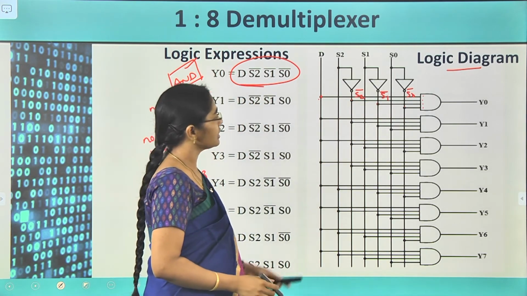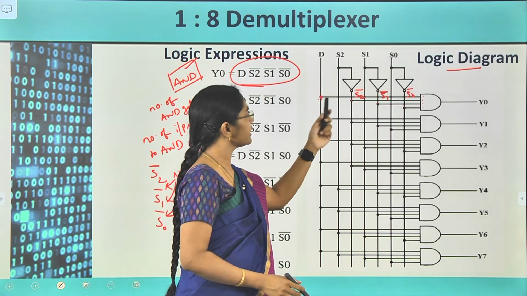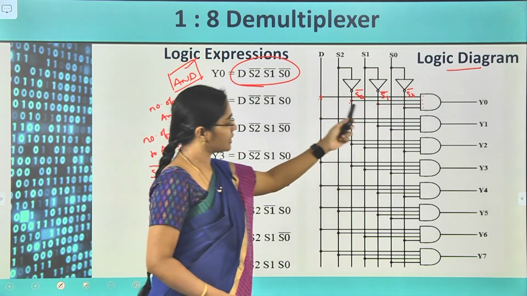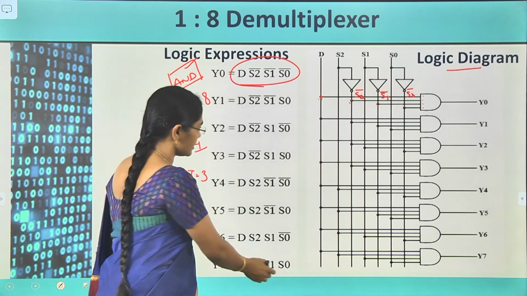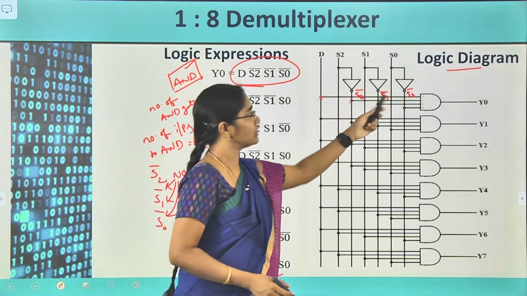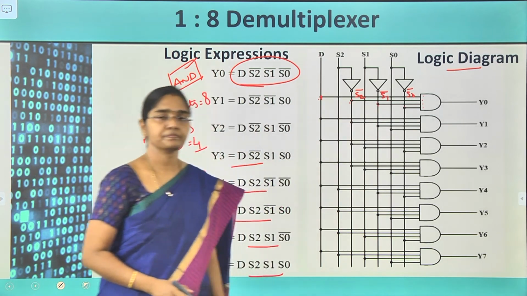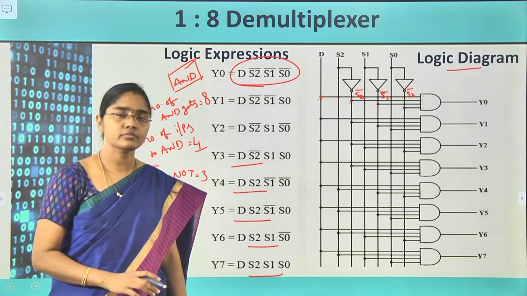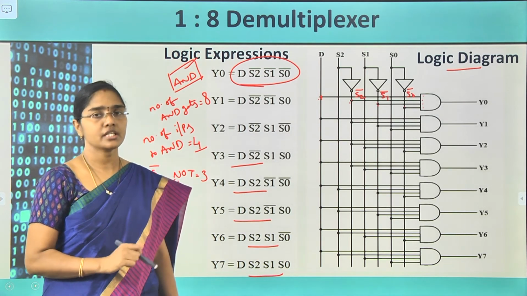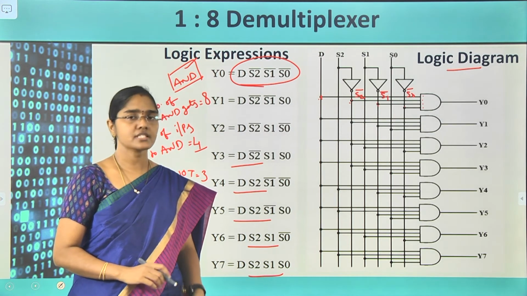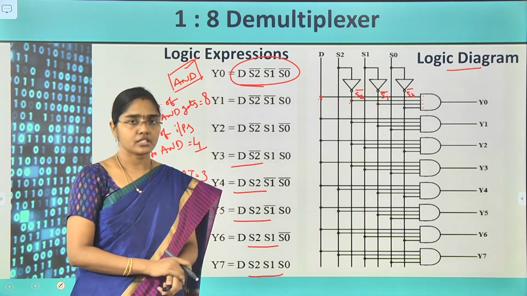So, the inputs for the first AND gate Y0 are D, S2 bar, S1 bar and S0 bar. Like that, all gates are connected with the required input signals from the NOT gates or direct inputs. That is the logic diagram representation of the 1:8 demultiplexer. I hope you understood the design of the 1:8 demultiplexer.